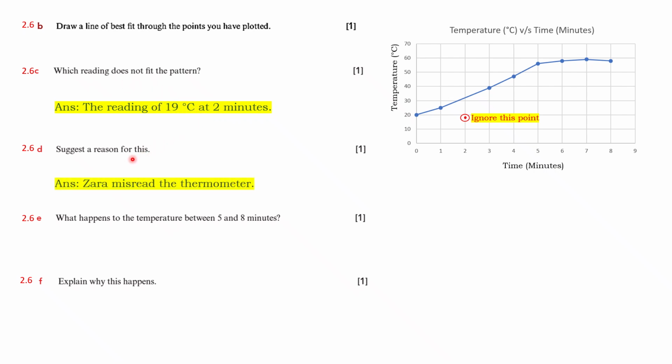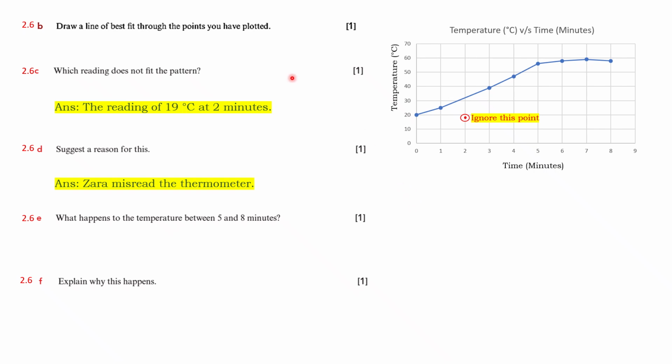Now the next question is, suggest a reason for this. Whenever we are doing an experiment with a thermometer or any other instrument, there are possibilities of human error. What do we mean by this human error? Sometimes when we are using or handling that instrument, we might not use it or handle it properly, due to which there might be an error in taking the reading.